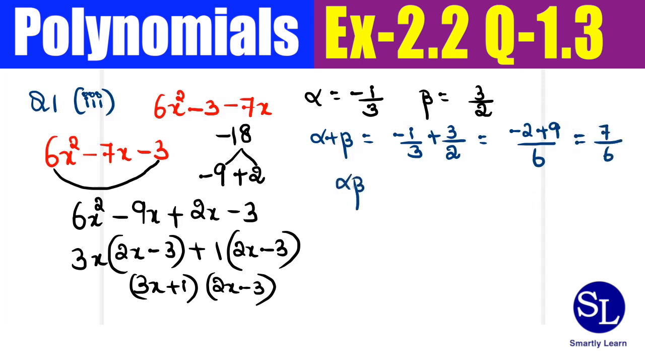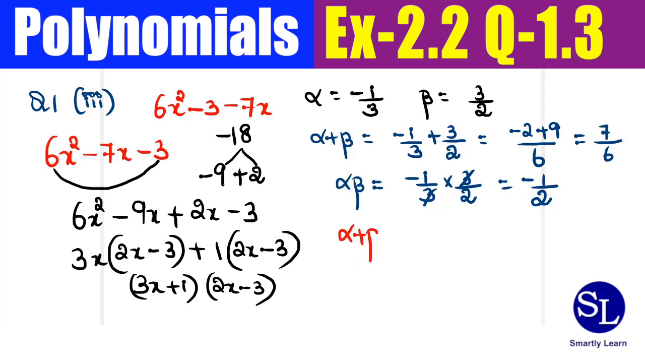Now let's calculate alpha beta. Alpha beta is minus 1 by 3 into 3 by 2. So I can strike out this 3 and 3. So this is simply minus 1 by 2. Now we have manually calculated the values of alpha and beta, and we have added them up and we have taken its product as well. Now let's calculate the sum and the product of these zeros from the coefficients.